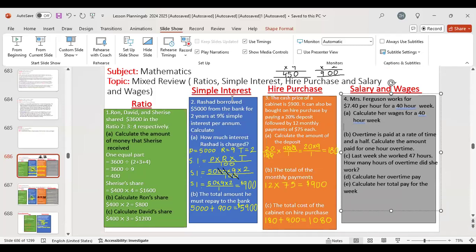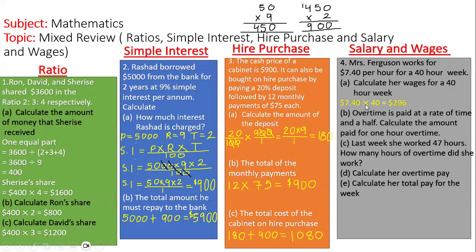So let's go ahead and multiply them. So we say $7.40 multiplied by 40. How much did she get in total? $296. $296. Very good. So $7.40 multiplied by 40 gives us $296.